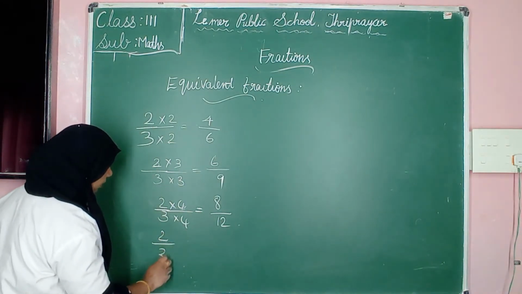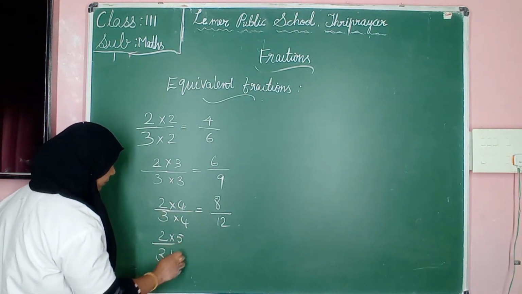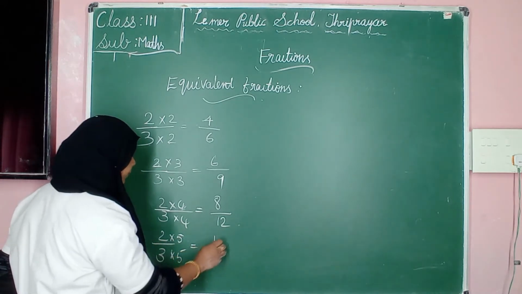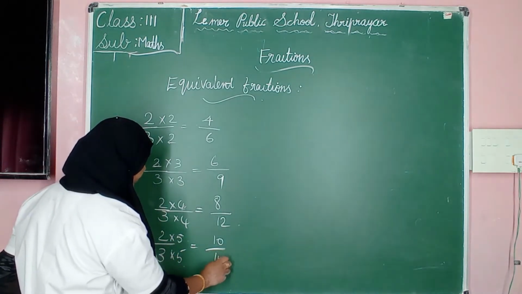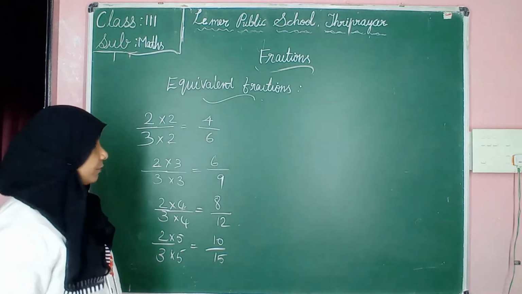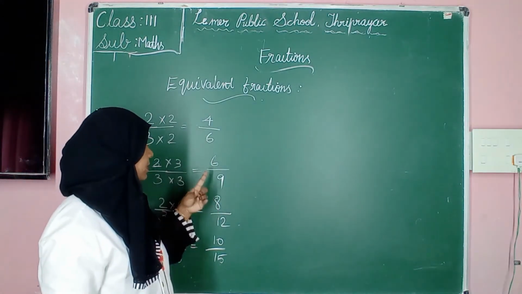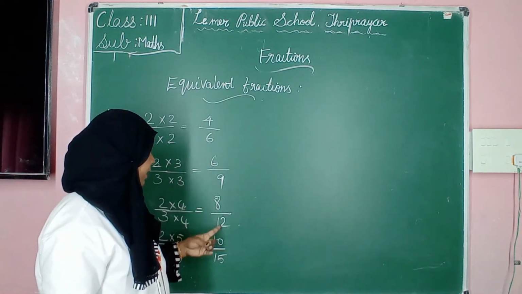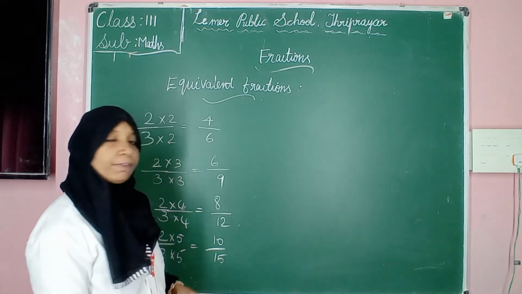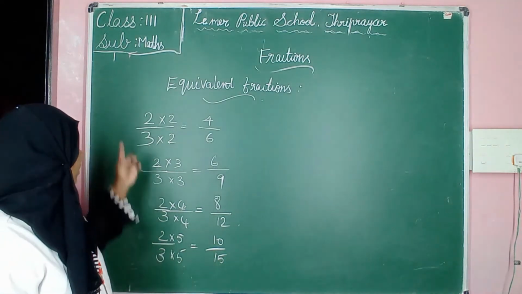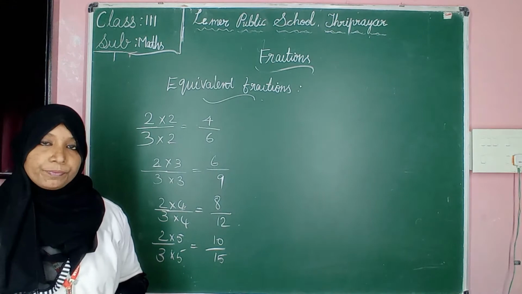Then 2 by 3 into 5 by 5. 2 into 5 is 10 and 3 into 5 is 15. Okay, these 4 fractions, 4 by 6, 6 by 9, 8 by 12 and 10 by 15, are the 4 equivalent fractions of 2 by 3.